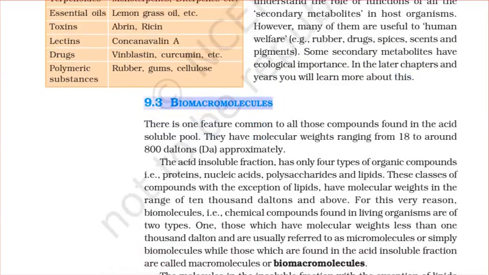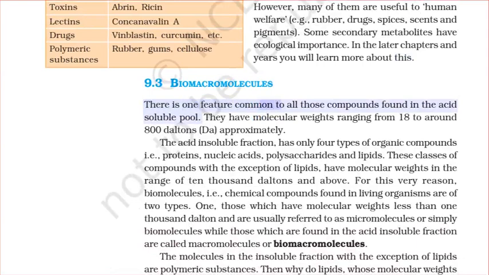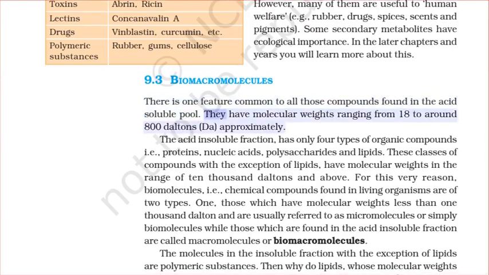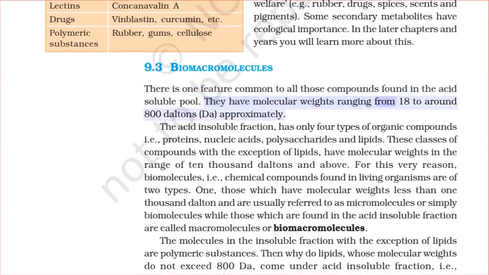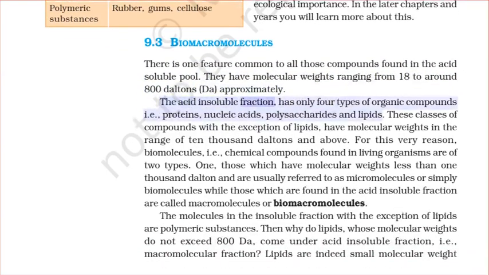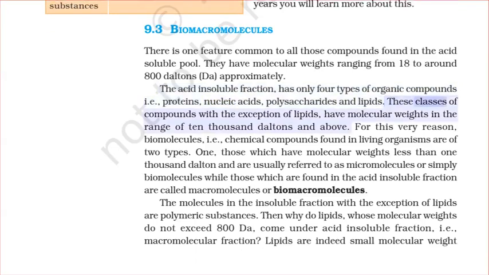9.3 Biomolecules. There is one feature common to all those compounds found in the acid-soluble pool. They have molecular weights ranging from 18 to around 800 Daltons (Da) approximately. The acid-insoluble fraction has only 4 types of organic compounds, i.e., proteins, nucleic acids, polysaccharides, and lipids. These classes of compounds, with the exception of lipids, have molecular weights in the range of 10,000 Daltons and above.